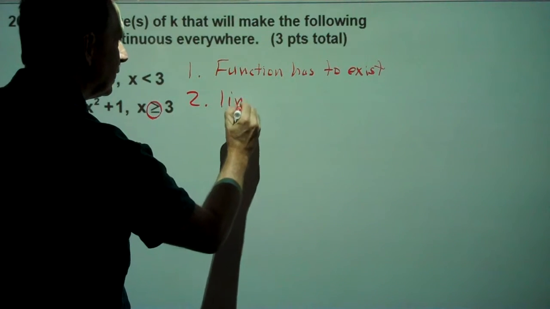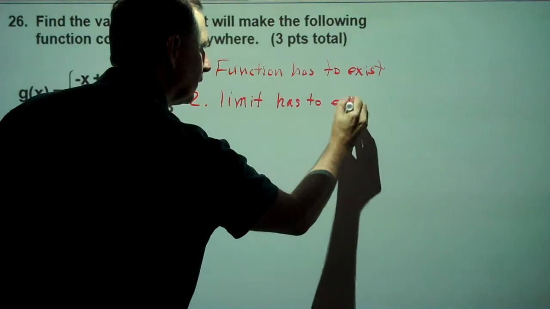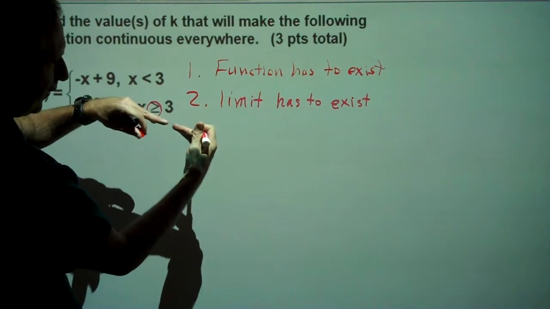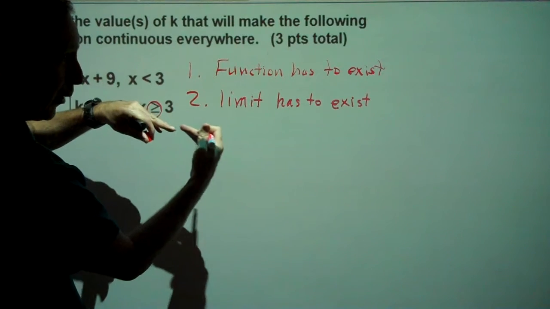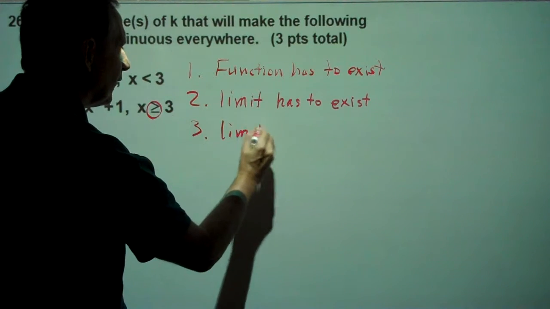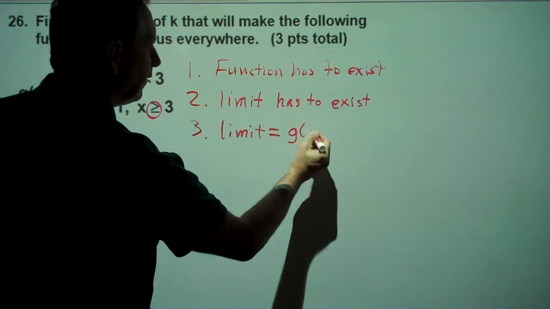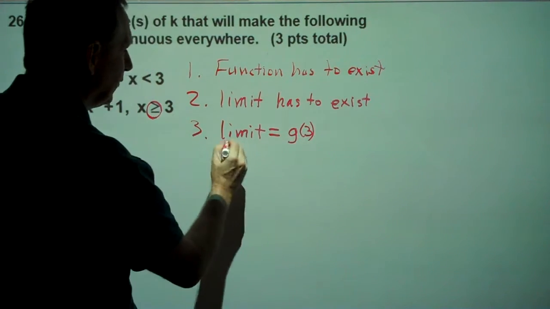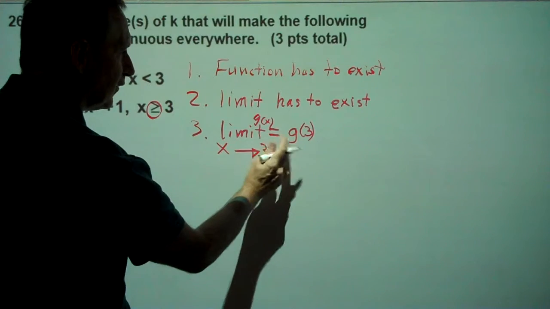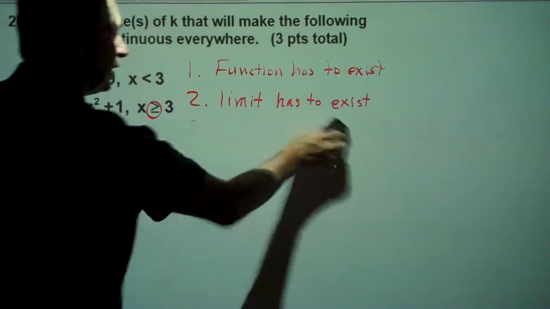Secondly, the limit has to exist. And for the limit to exist, the limit from the left side is going to have to join up to the piece from the right side. And finally, the limit of the function has to equal the value of the function, in this case g of 3. So the limit as x goes to 3 of g of x is going to have to equal g of 3. So that's analytically what we're looking at.